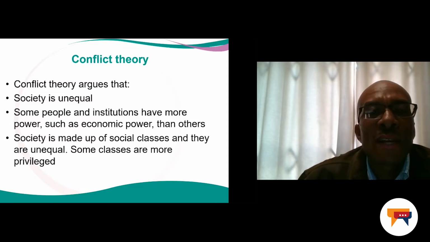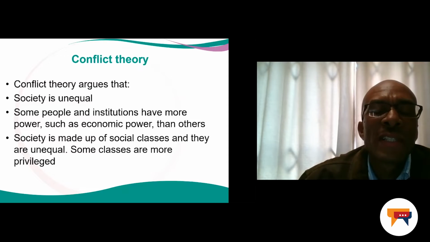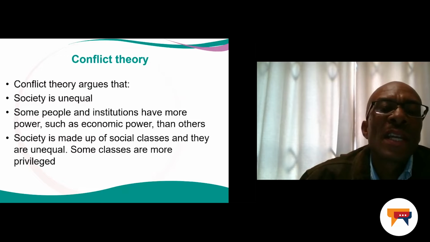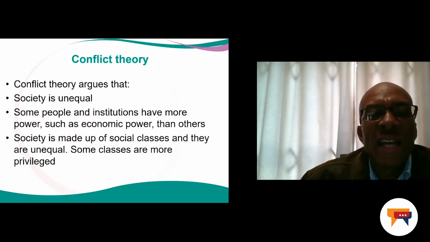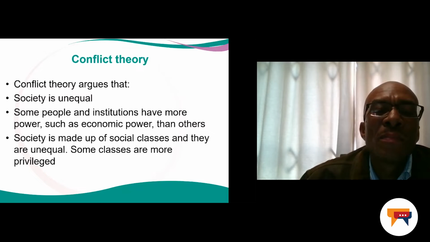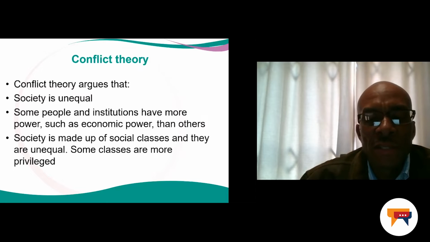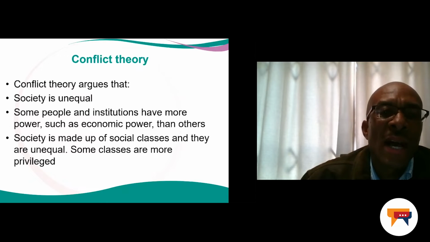Second theory for us to have a look at is what we call the conflict theory. Conflict theory argues that society is unequal, meaning some people and institutions have more power, such as economic power, than others. Society is made up of societal classes and they are unequal. Therefore, some classes are more privileged as compared to the others.